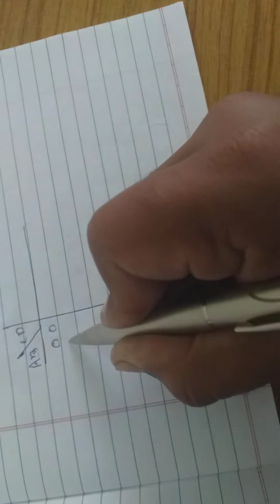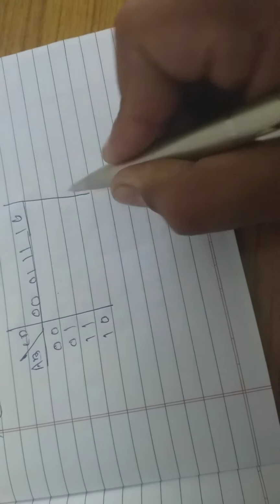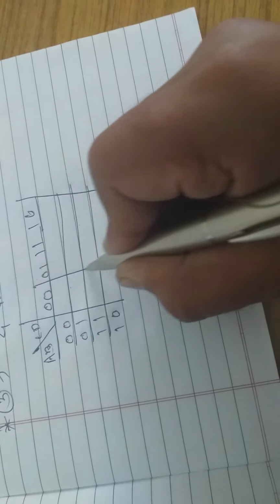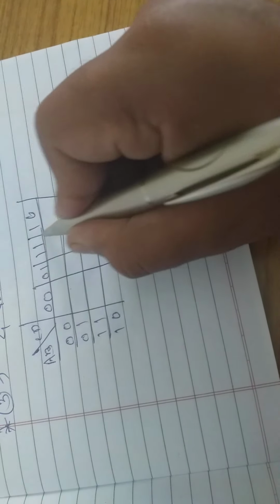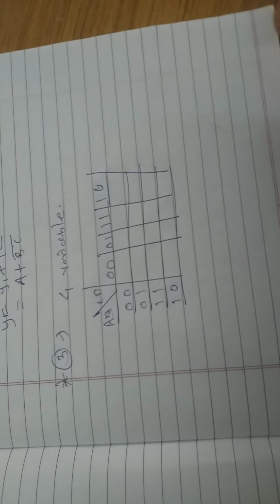So 0 0 0 1 1 1 1 0 0 0 0 1 1 1 and 1 0. Okay, done. This is the four variable structure. Now we're doing the plotting.